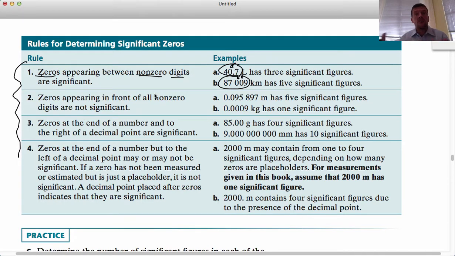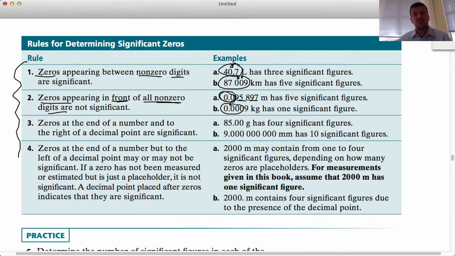But if the zeros are only there as placeholders, I repeat, if they're only there so that all the other digits get moved to the right location, then those zeros are not considered as part of the precision of the instrument. So it says zeros that appear in front of all non-zero digits are not significant. These two zeros are there so that the 9, 5, 8, 9, 7 are in the correct location. They're not there because they are really part of the measurement. These 4 zeros are just placeholders.